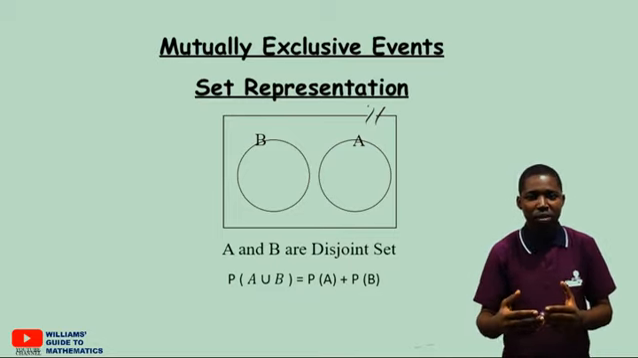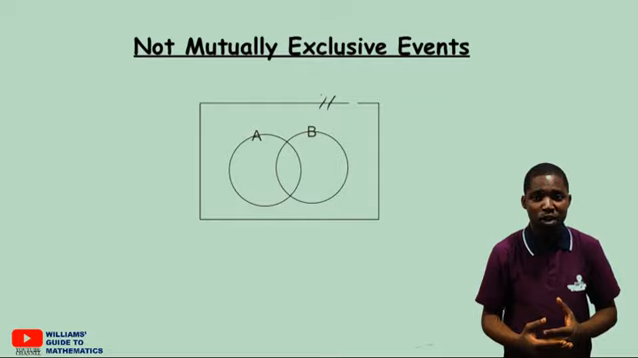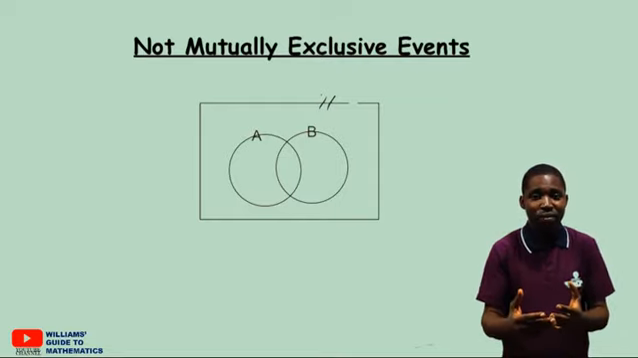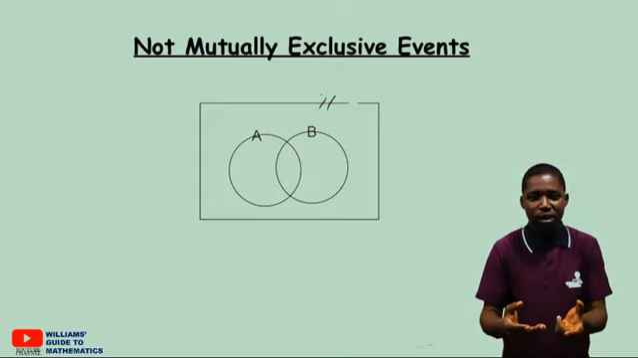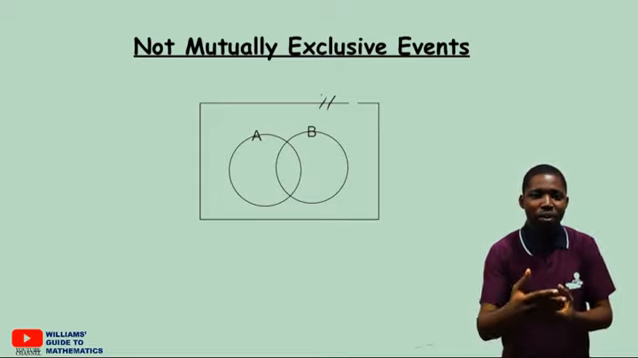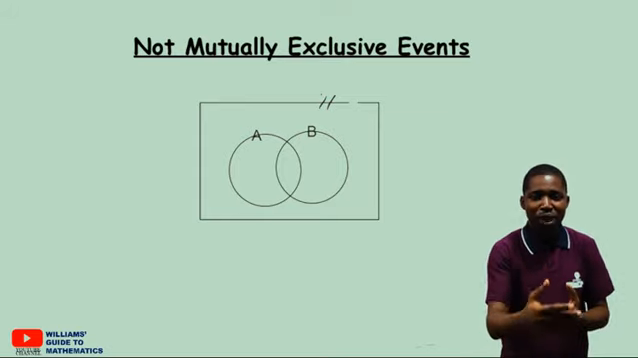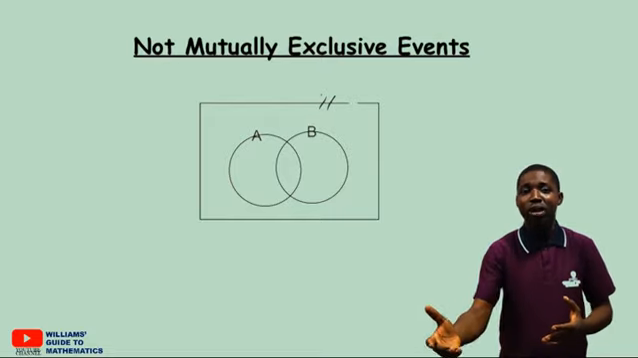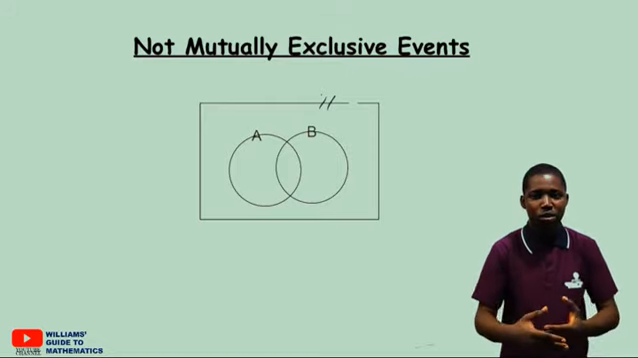Now, let me give you the formula for a case where we have not mutually exclusive. That means they are mutual, but something is common to them. Take for example, if I'm talking about prime numbers and odd numbers. Of course, prime numbers and odd numbers. 3 is a prime number. 3 is also an odd number. So that is not exclusive. They are mutual but not exclusive.